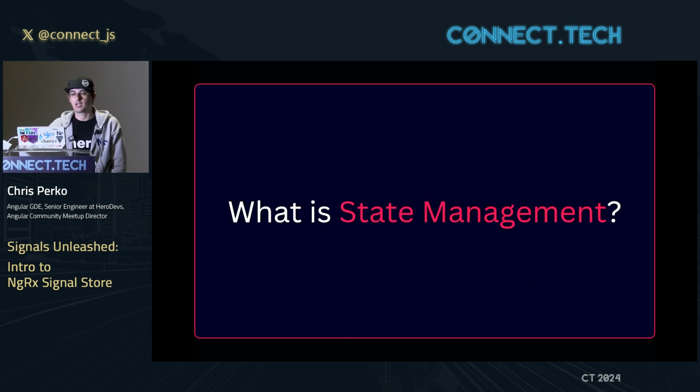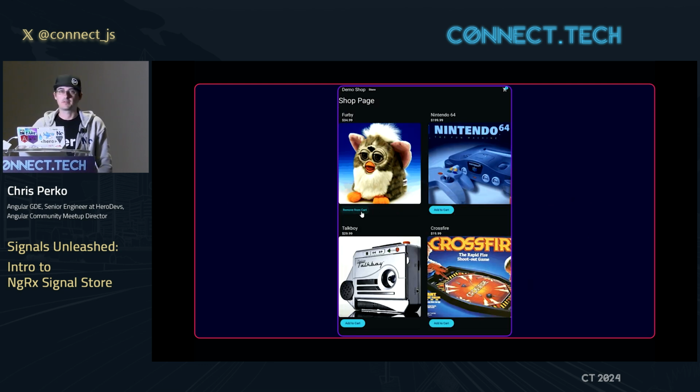When I talk about state management, I'm going to talk about a specific application I built. This is using Angular Material with Material 3. In here, we have a shop. You can buy some fun things I remember from my childhood. We've got a toolbar at the top, and I know it's probably hard to read on the screen, but there's a little cart icon and a badge, and it shows the number of items that are currently in the cart. As we add or remove items, it'll update that value.